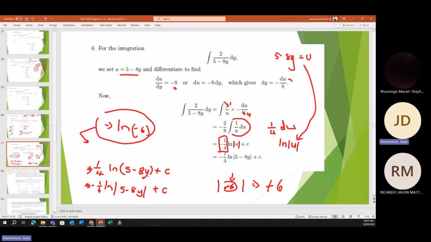So that is the important one out of this that I wanted to show you. Just remember, when you're working with logs or with ln in the integration part, you can't have a negative log. So please remember to put those two straight lines next to it. It means absolute value, which makes it positive.